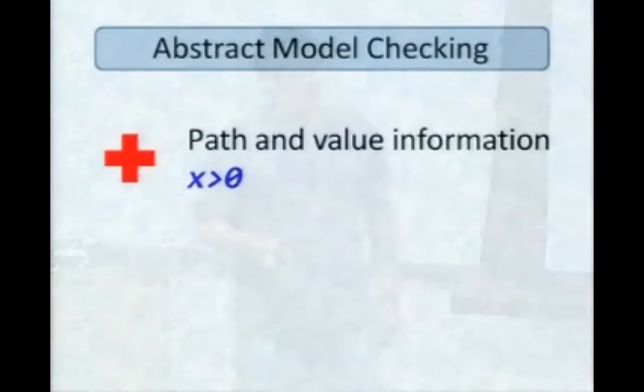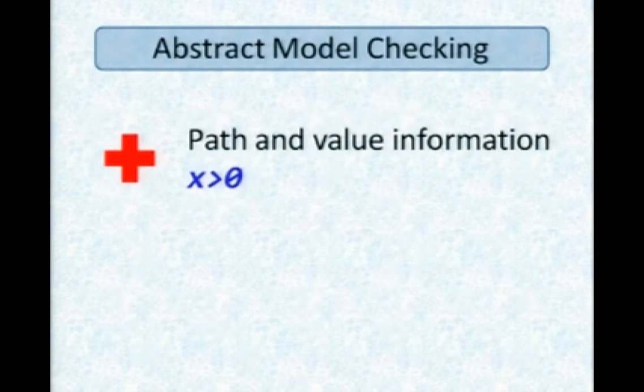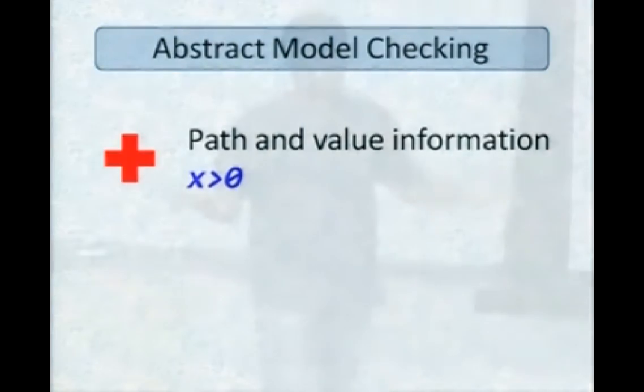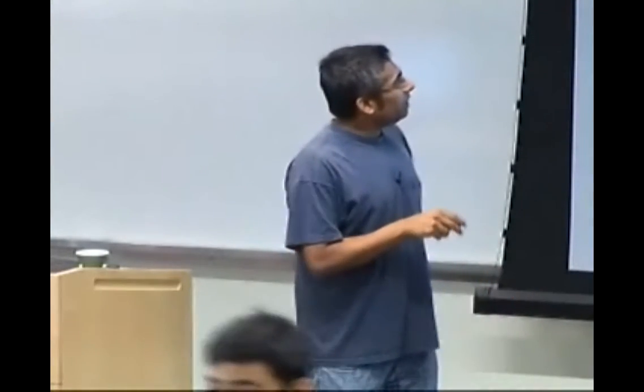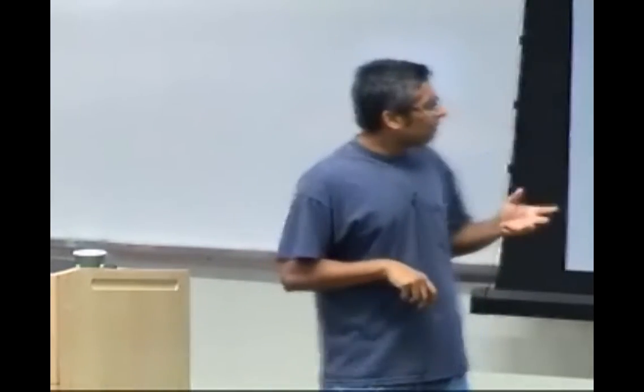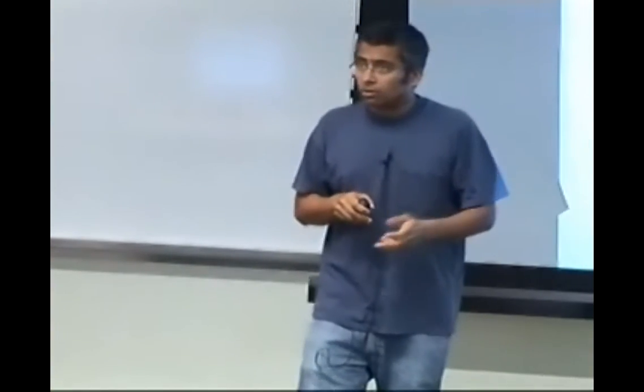Now, the great thing about this kind of technology, what I'm generally calling abstract model checking, is that it's very good at capturing path and value information. So, for example, in order to prove that some kind of locking protocol is met, often one has to know the values of certain status flags at various points. So right now the value of x is 1, or that x is positive.